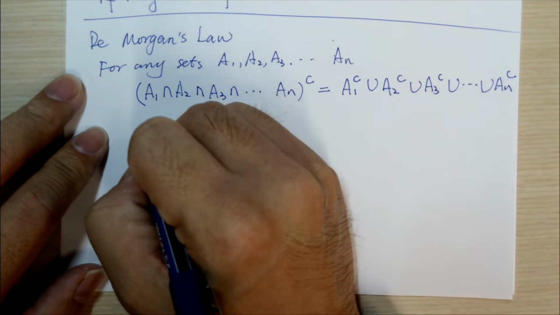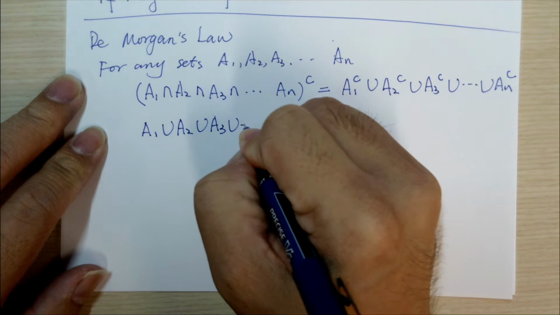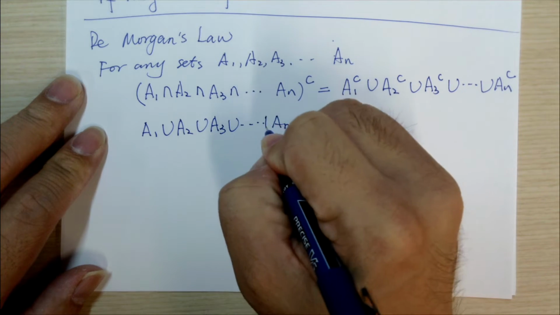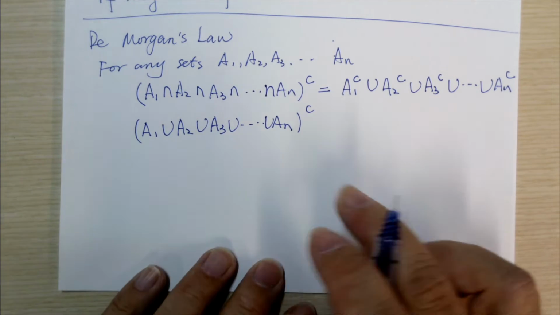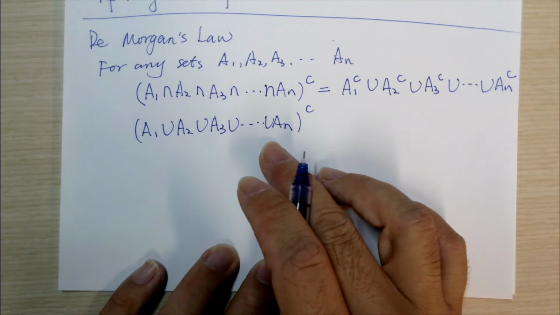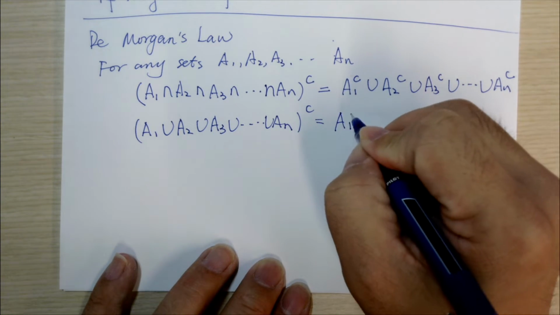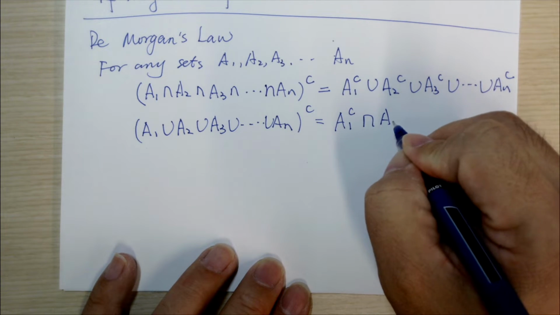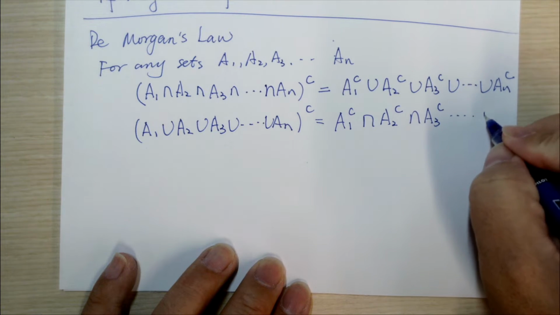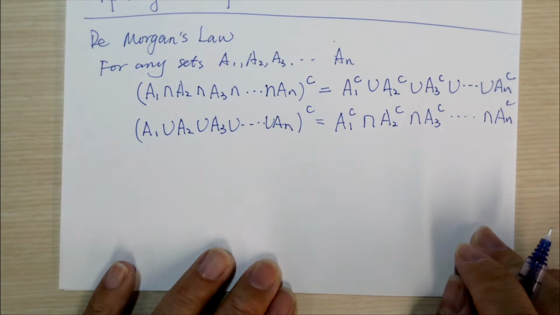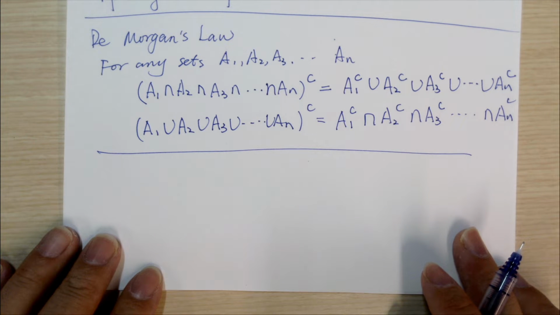Similarly, you can expect that if we do a complement of A1 union A2 union A3 up to AN, and mimic the same thing, you can see it's going to be A1 complement intersect A2 complement intersect A3 complement intersect AN complement. Okay, so those two are what we call the De Morgan law.